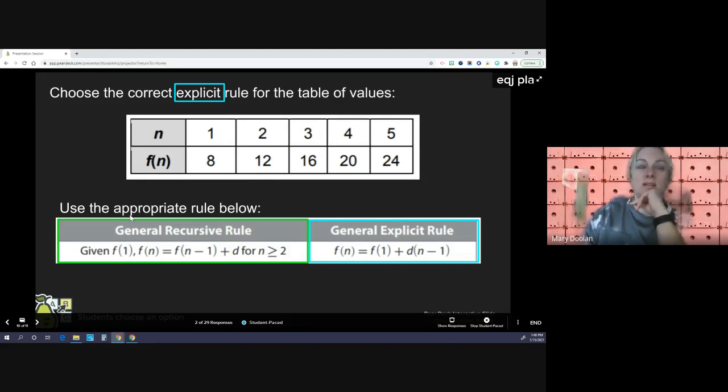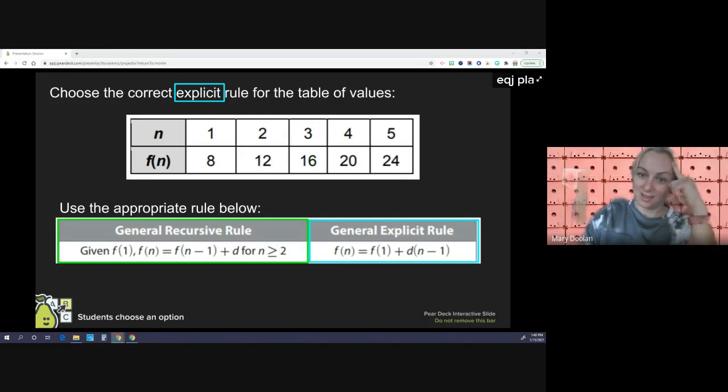And just because I put it in here so you can see it again, the general explicit rule is here and the general recursive rule is here. So I'm going to stop student pace because I do want everyone on this slide right now. About 30 more seconds, pick one. It's okay if you're wrong, just participate. It's okay to make mistakes, we're learning. Is it A, B, or C?